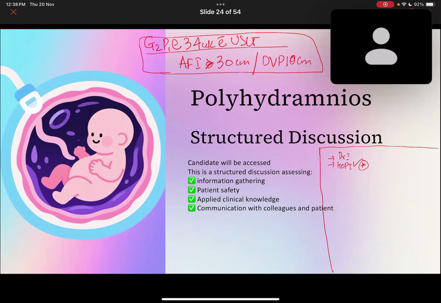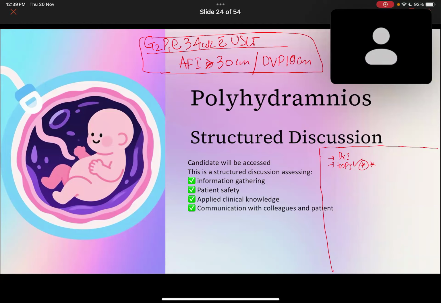I would rule out diabetes with her oral glucose tolerance test. Then I would like to review her serial growth scans from 28 weeks to know the estimated fetal weight and abdominal circumference by fetal biometry, lie and presentation, and amount of liquor, which is already given.